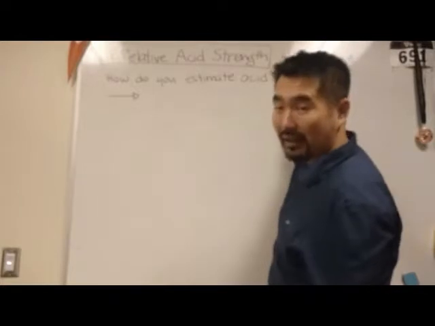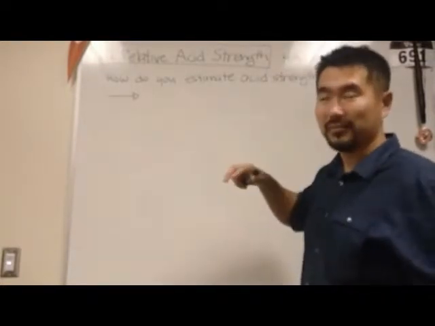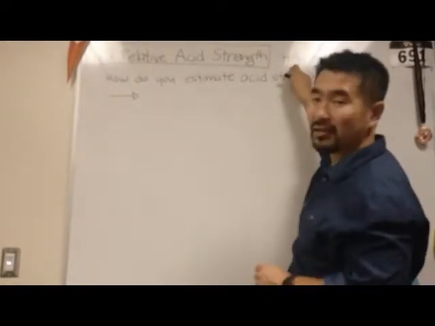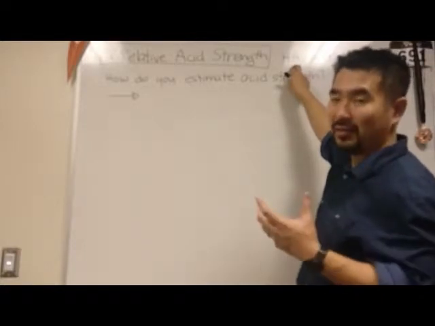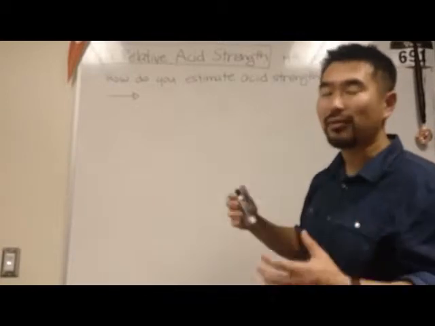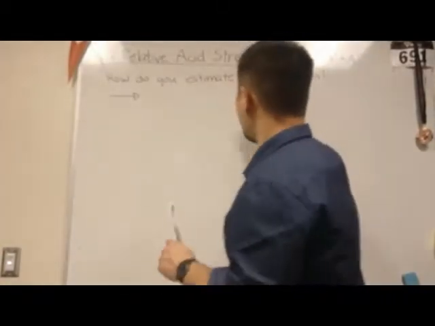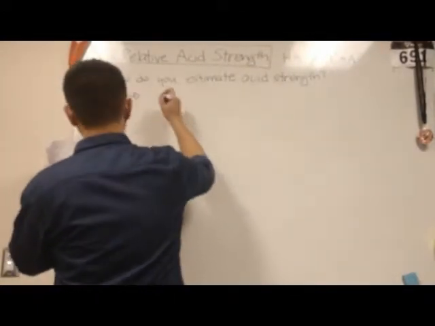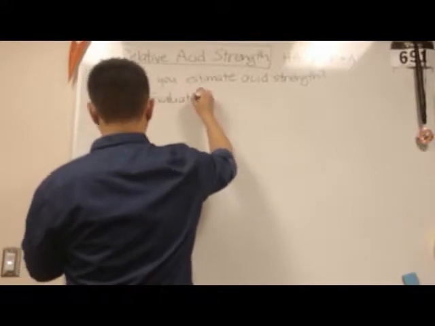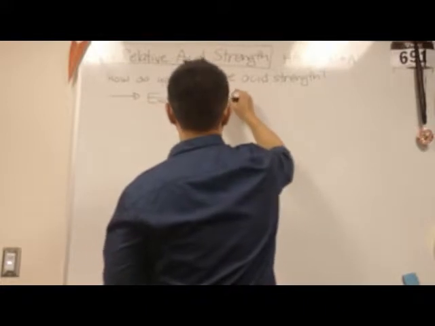So here is just a generic acid. How do you know how much of this generic acid, or hopefully a specific acid in a second, is a strong acid or a weak acid? Or if it's a weak acid, how strong of a weak acid is it? What's the strength of the acid? How do you know? Well, the way you estimate that is by evaluating the conjugate base's stability.